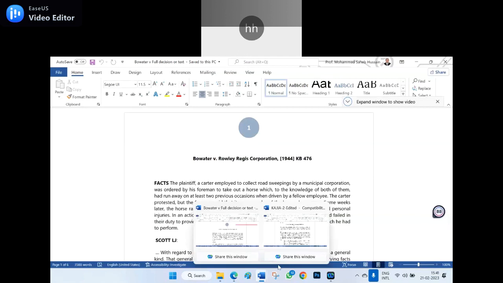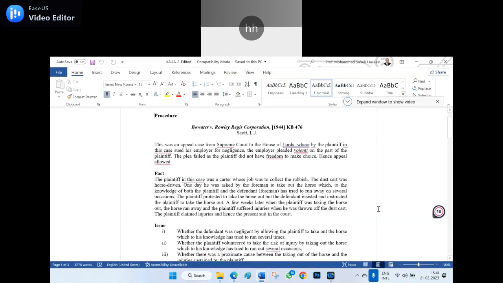This is the full case law. Yes, then Scott, comma, L full stop, J full stop. Initials always end with a full stop. L dot, J dot. And no continuation comma, only full stop.